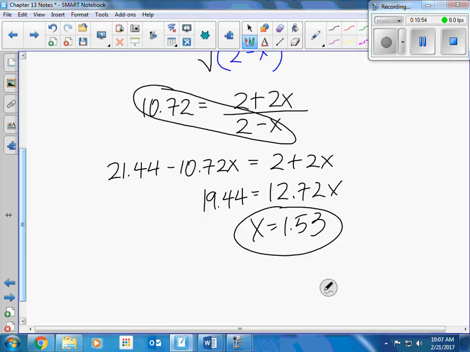Okay, so we're going to be doing lots of algebra in this chapter, as you can see, and this is an easy one to do. Yes. Well, we're not done yet. Okay, so do you agree that I got my x?